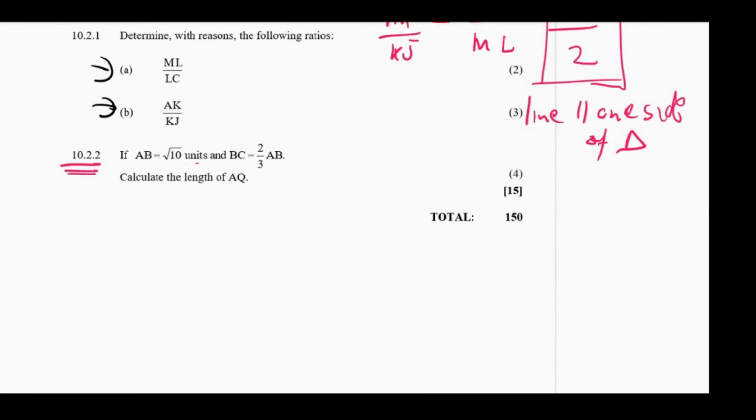So now let's go to 10.2.2. We are given AB being equal to root of 10 units and BC being equal to 2 over 3 of AB. And you're asked to calculate the length of AQ.